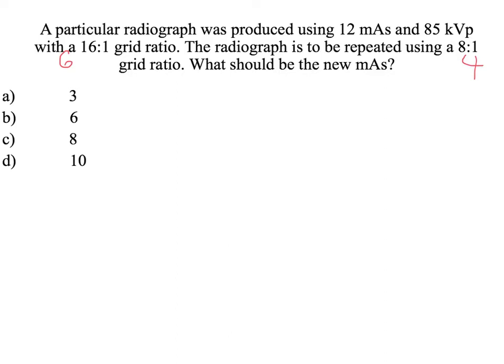So if we're decreasing the grid factor, what can we do to the mAs? We're going to decrease it. Knowing that doesn't give us any hints, but the answers kind of help us know that we're talking about decreasing the mAs, right?